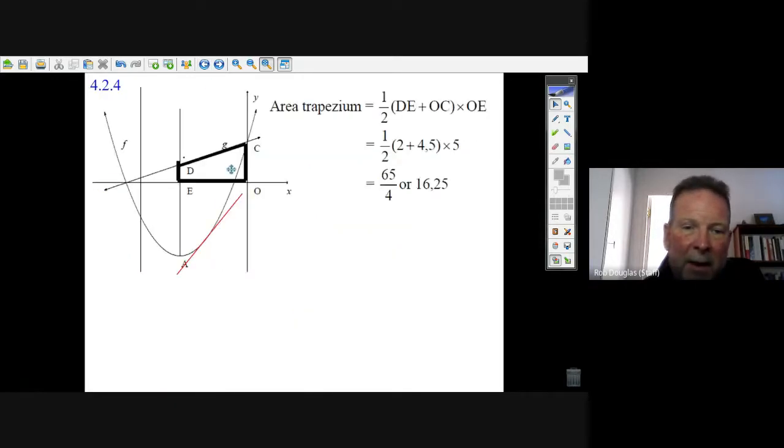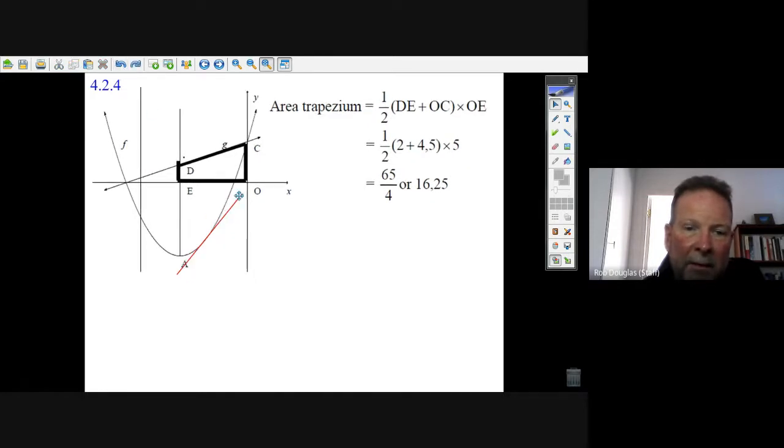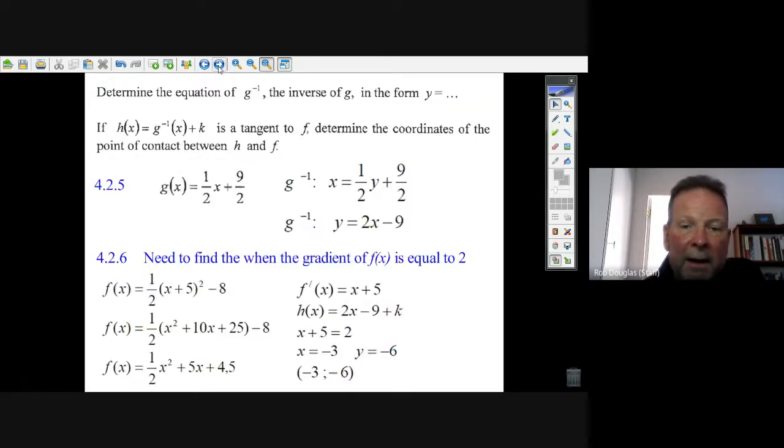Remember what I said over here? There's this line they're talking about, this line right here. If it's got a gradient of 2, it'll only touch in one place here. We want to figure out where that is. So all we do is we go x plus 5 equals 2, and we solve it. The tangent must touch at an x value of minus 3. So that's your answer. Where does it determine the coordinates of the point of contact?